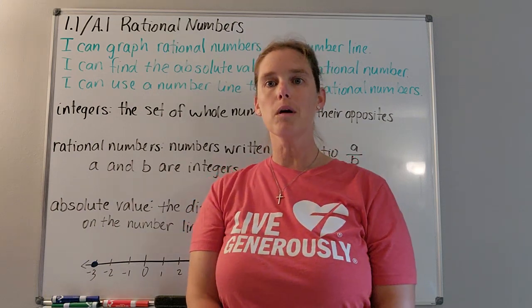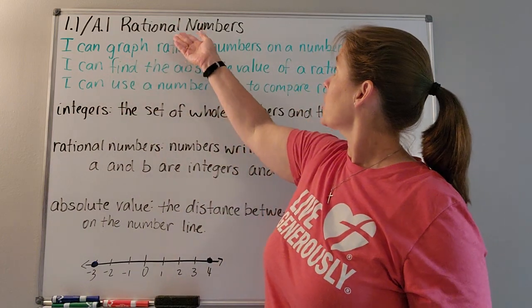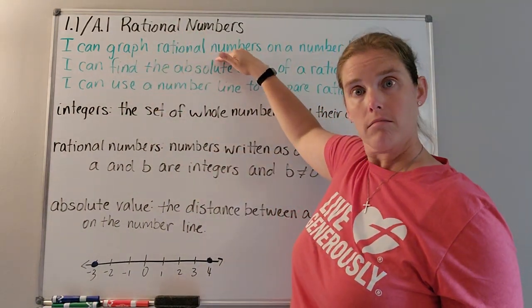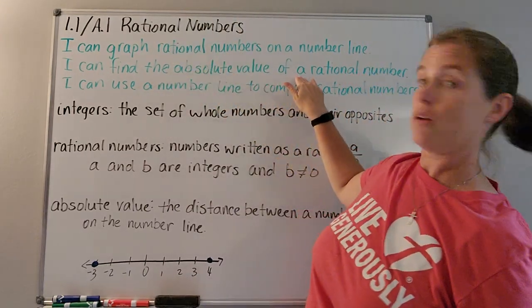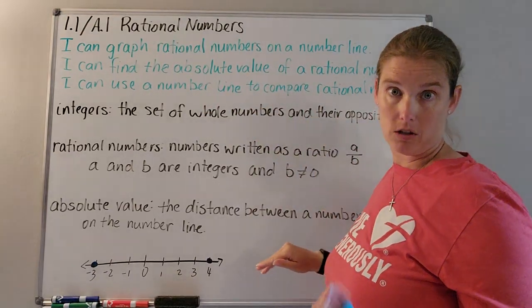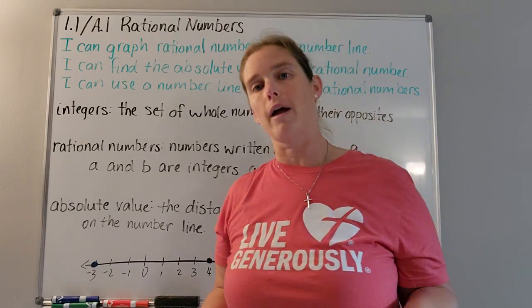Welcome to lesson 1.1 or 8.1, depending on the book that you're using. We're going to talk about rational numbers. We're going to talk about how we can graph them on a number line. Well, first we'll talk about what they are. Then how we find the absolute value of rational numbers, and how we can use a number line to compare rational numbers. So, to start with, we really do need to talk about what are rational numbers.